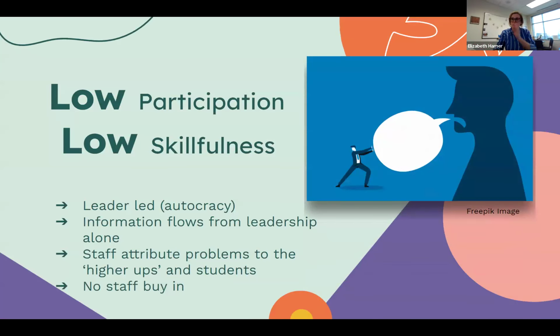The first frame when you think about your leadership is, do you run a program that has low participation and low skill? I know we all have had leaders like this, or had situations where we have seen a program where the leader is the leader and nobody else really has a say. That's really the autocracy type of leadership. The information flows just from the administrator or the leader to their staff. This often leads to lack of buy-in from staff and lack of programming goals being met.